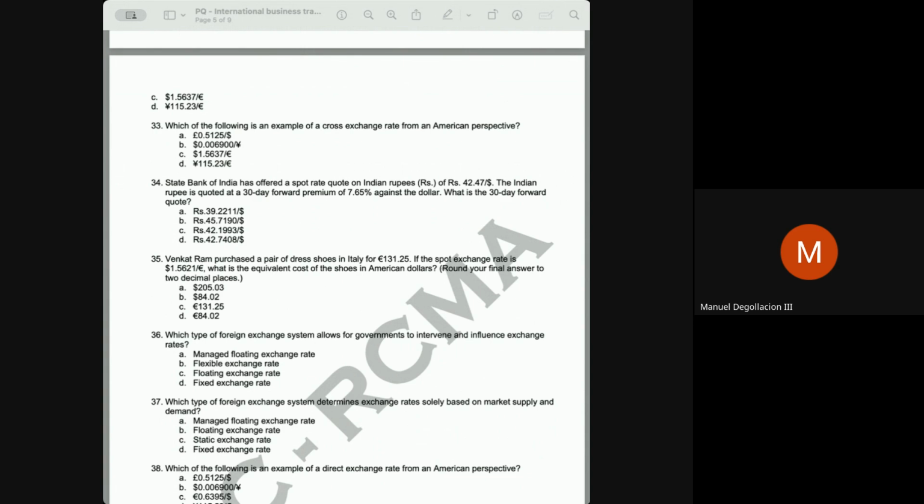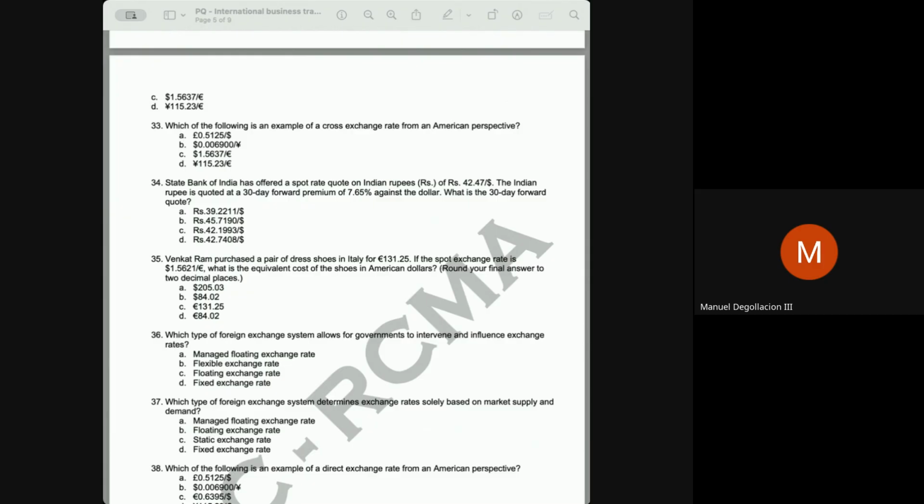that premium is for a 30-day period, so you can multiply the 7.65% by 30 and then divide it by 360 to get the equivalent premium. And that should give you 0.006375.